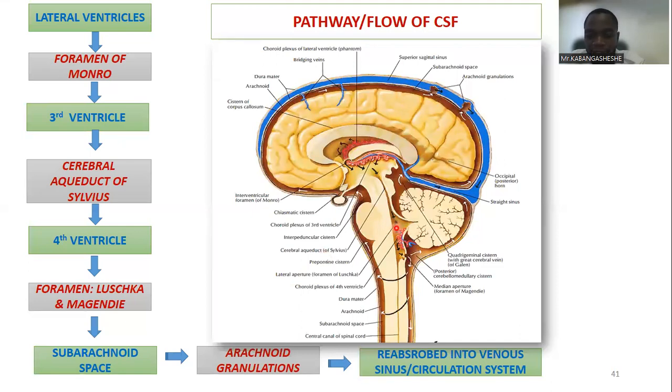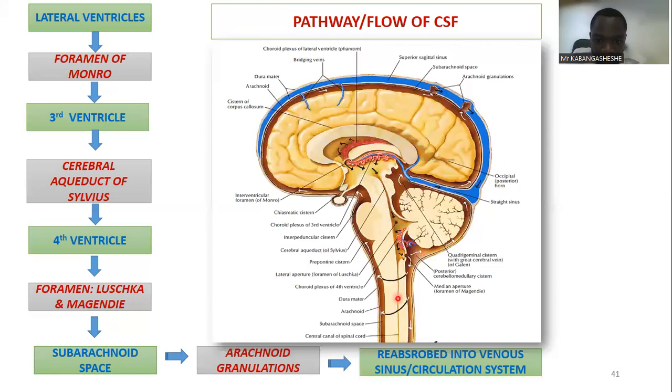One on each side of the fourth ventricle, otherwise known as the foramen of Luschka. Then the median aperture is single and at the posterior wall of the fourth ventricle, otherwise known as the foramen of Magendie. So through these foramina, the 2 lateral apertures and 1 median aperture, cerebrospinal fluid leaves the 4th ventricle and leaves the ventricular system to enter the subarachnoid space.